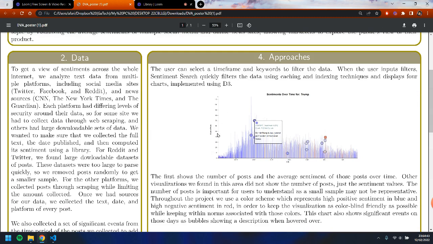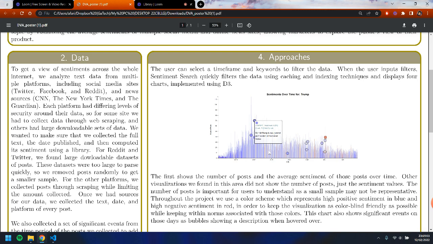The first graph, which I call the timeline, shows the count of posts over time. The height of the bars here shows the count of posts at each date, while the color of the bars shows the average sentiment of the posts for that date. Blue is for very positive, while red is more negative.